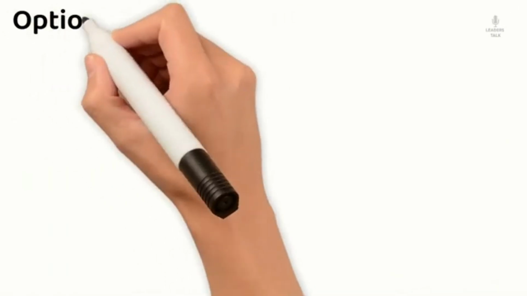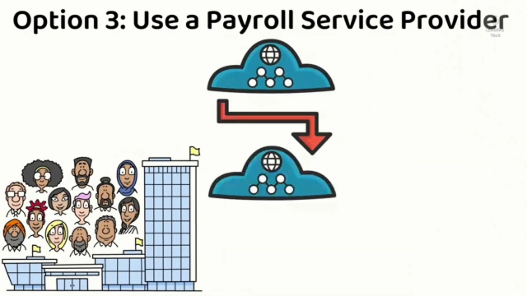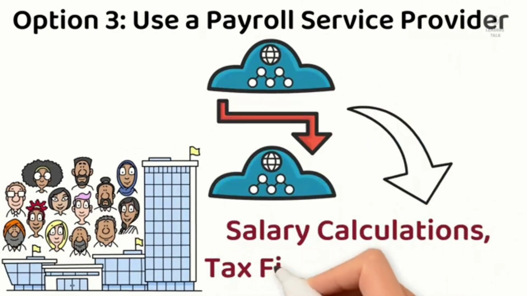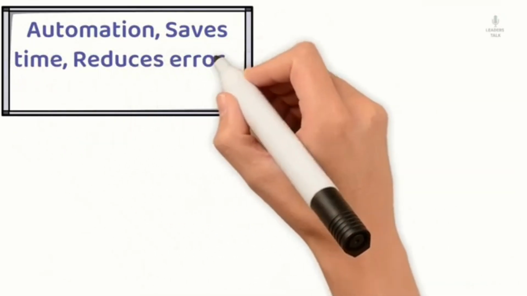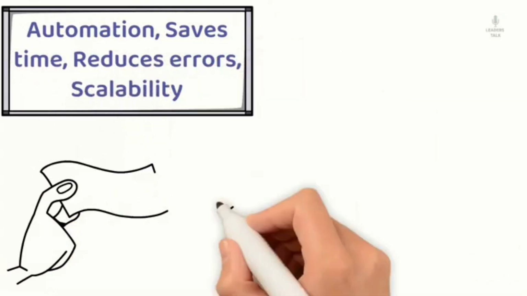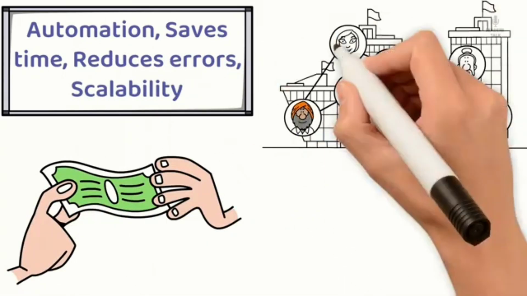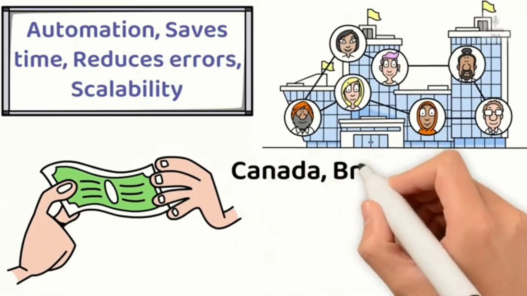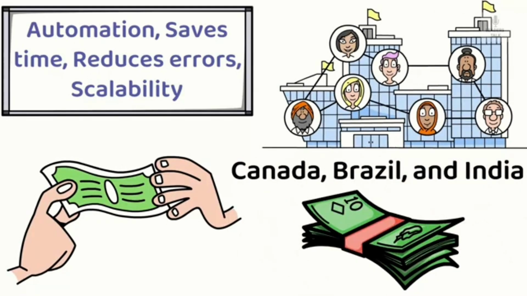Option 3. Use a payroll service provider. Best for any size of business. How it works: use cloud software to automate salary calculations, tax filing, and pay slips. Pros: automation saves time, reduces errors, scalability. Cons: subscription cost. For example, a SaaS company with remote teams in Canada, Brazil, and India uses Deel to pay employees and contractors in local currency with taxes handled automatically.